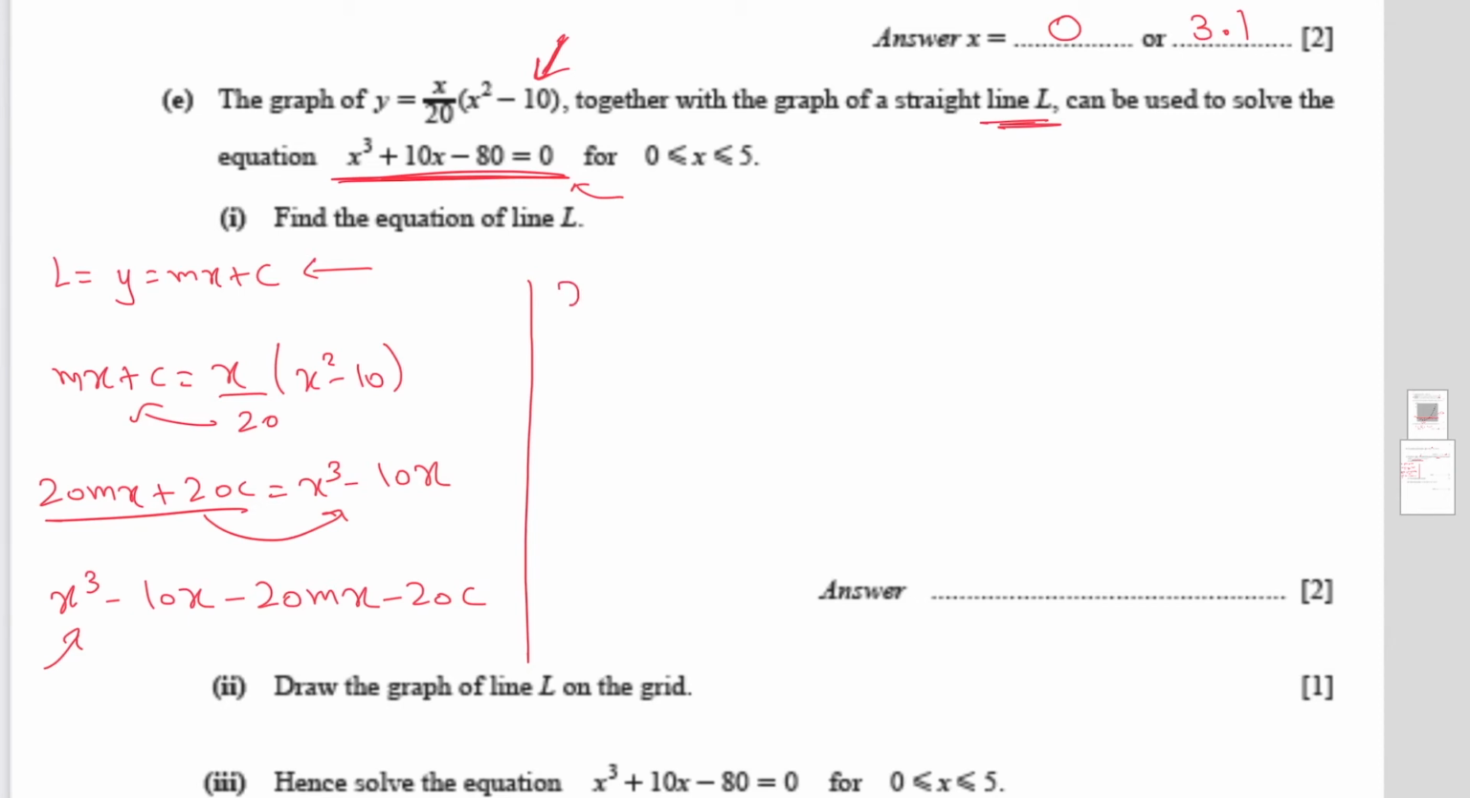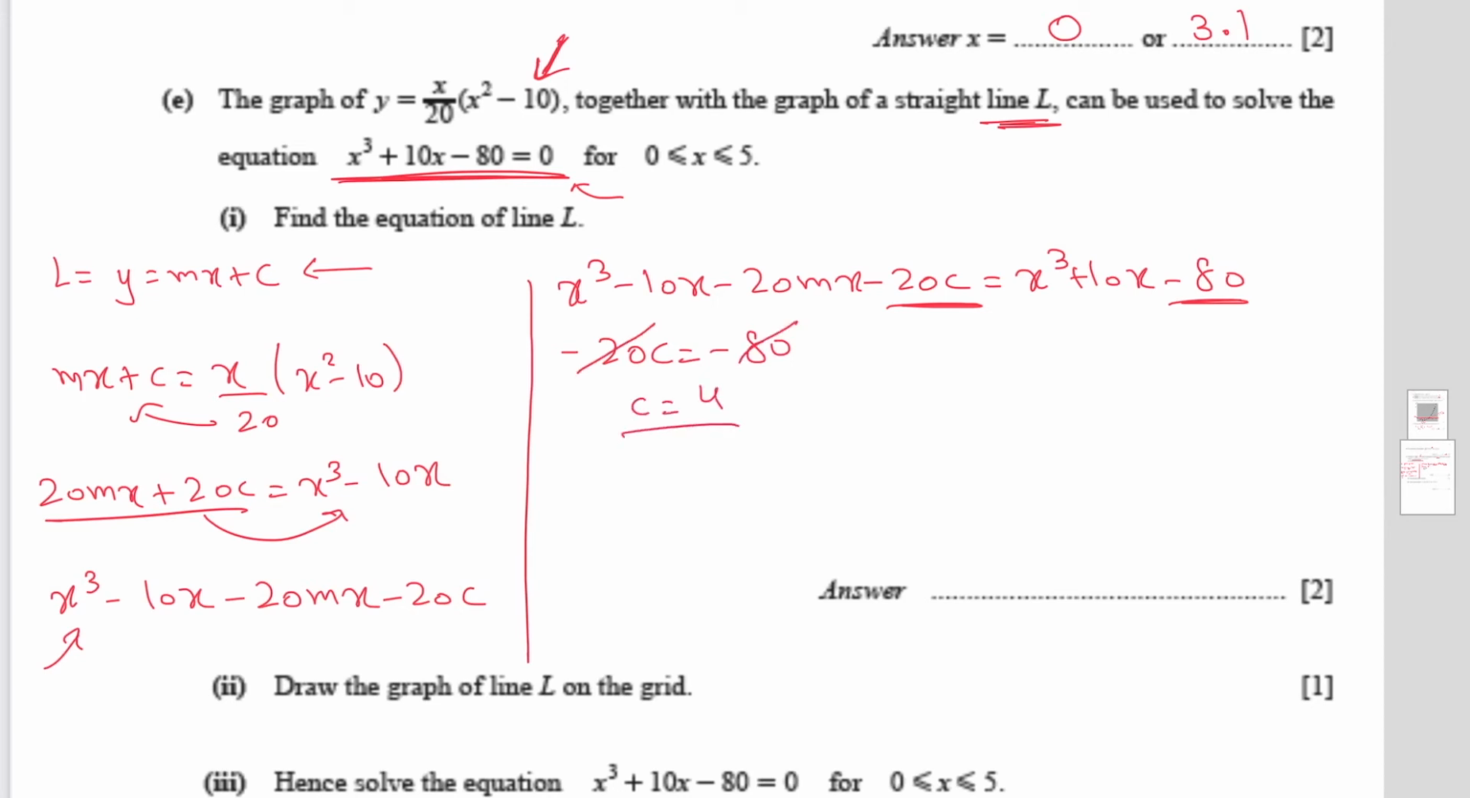So if we have x cubed minus 10x minus 20mx minus 20c, this is equal to x cubed plus 10x minus 80. This needs to be equated with this equation right here. So first of all, we have negative 20c, which can be equated with negative 80. So if negative 20c is equal to negative 80, we cancel these two out, c comes out to be 4. That's one of the values. Let's find the value of m.